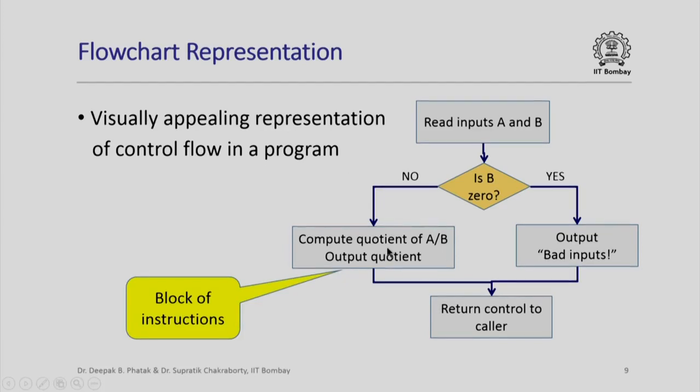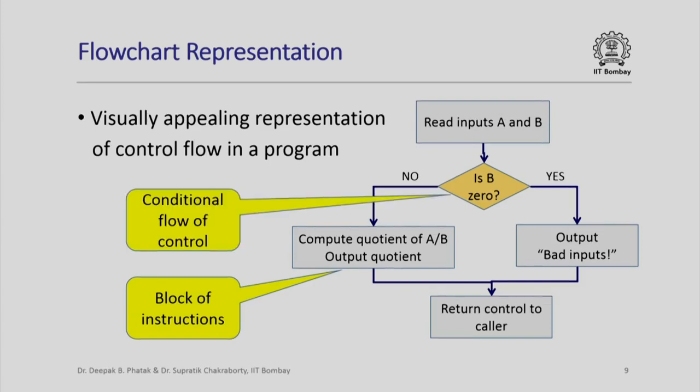So these rectangular blocks, as I mentioned, represent blocks of instructions. They need not be one instruction, they could be multiple instructions which are executed in sequence, whereas these diamonds denote conditional flow of control. When control reaches here, we check whether the condition here is true or false. If it is true, control flows along the true branch, otherwise control flows along the false branch. In this picture it is depicted as the yes branch and the no branch.